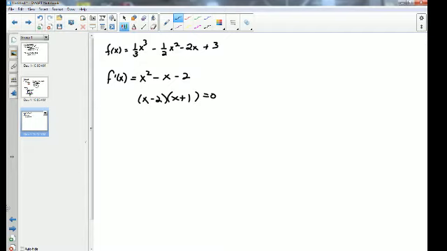Right? So what are my x's? 2 and -1. Okay, so those are my critical values, or critical points. Now I do what? Sign analysis. Okay.